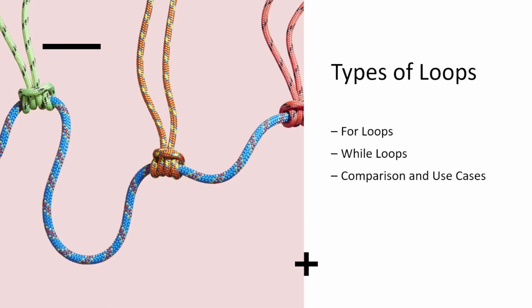A for loop is basically used when you know the number of times you want that particular function to happen. Let's say I want an LED to blink 5 times. I use a for loop. While loops are used when I need to repeat a set of instructions while a particular condition is true.